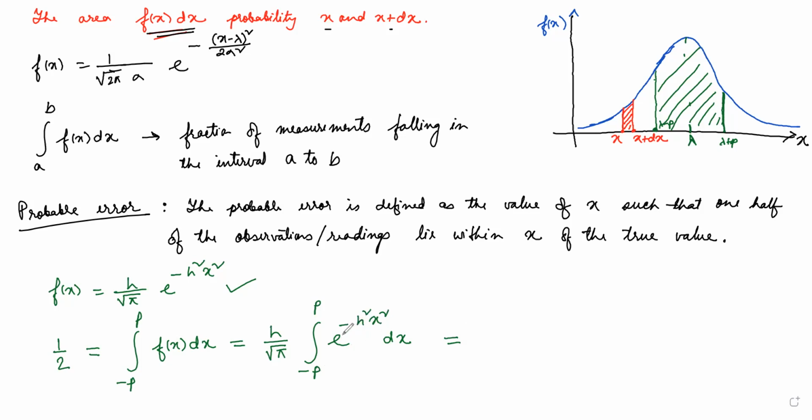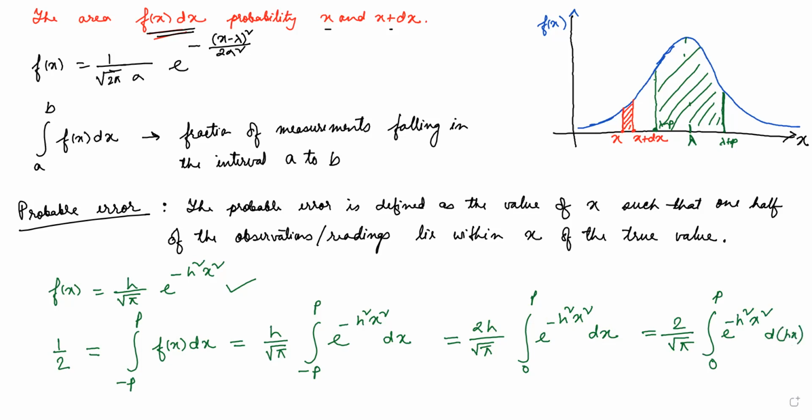So this integrand is an even function. Therefore, this integration will simply be twice h by root pi from 0 to p. Here we have integration from minus p to p, and since the integrand is an even function, I reduce the interval to 0 to p, and we have the factor of 2 here, of e to the power minus h square x square dx. If you look at this carefully, I can do some manipulation. I can take h inside, so I can write this as 2 by root pi integration from 0 to p of e to the power minus h square x square d of hx. I can write it like this.